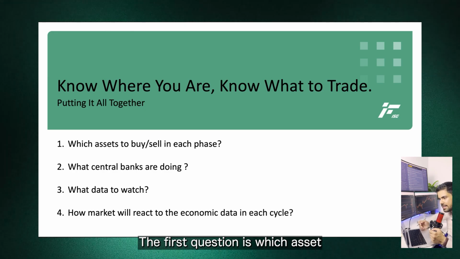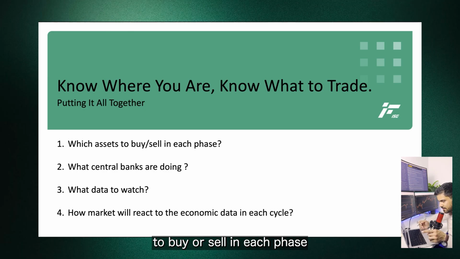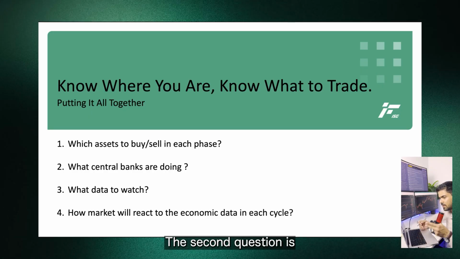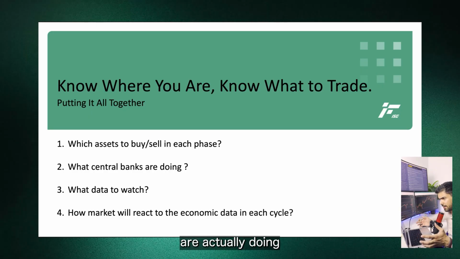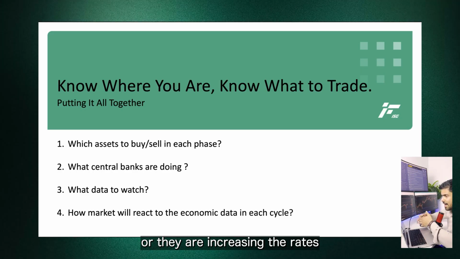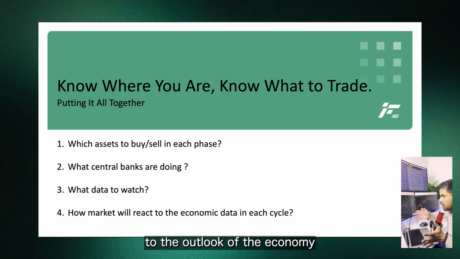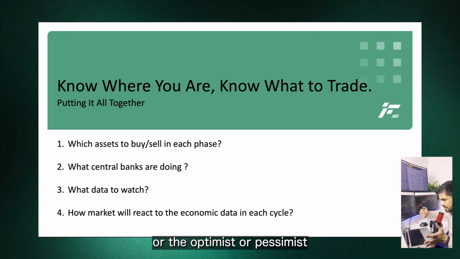The first question is which asset to buy or sell in each phase. The second question is what central banks are actually doing. Are they cutting the rates or are they increasing the rates? And how are they looking at the outlook of the economy? Are they optimistic or pessimistic?